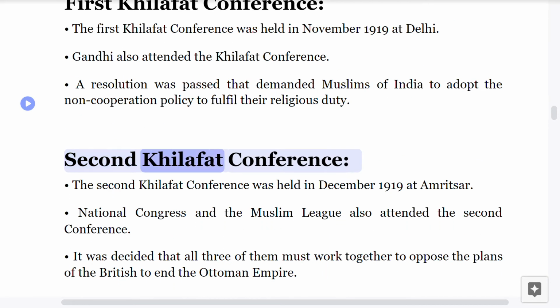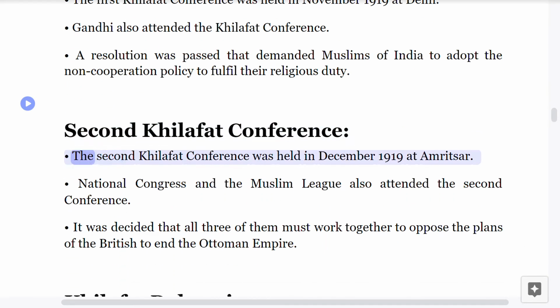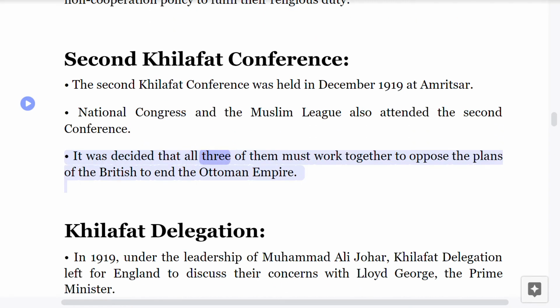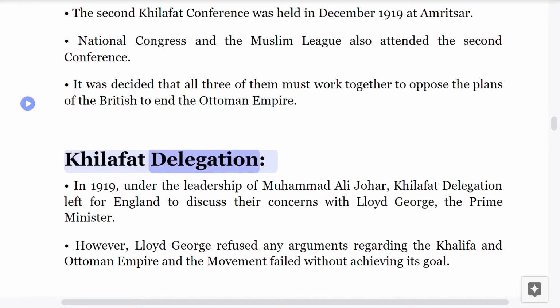Second Khilafat Conference. The Second Khilafat Conference was held in December 1919 at Amritsar. National Congress and the Muslim League also attended the Second Conference. It was decided that all three of them must work together to oppose the plans of the British to end the Ottoman Empire.